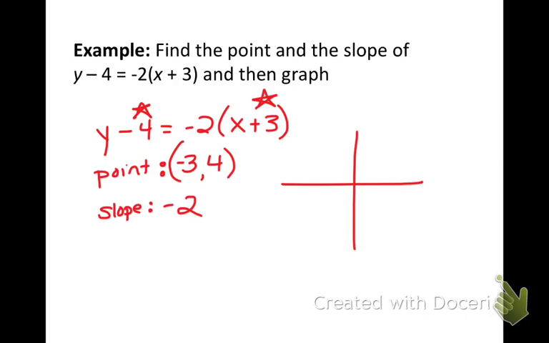Plot the point negative 3, 4. So 1, 2, 3, up 1, 2, 3, 4. From there, we're going to go down 2, to the right 1. There's your graph.